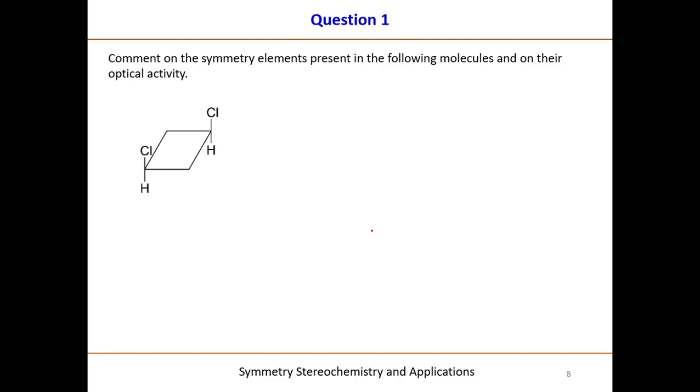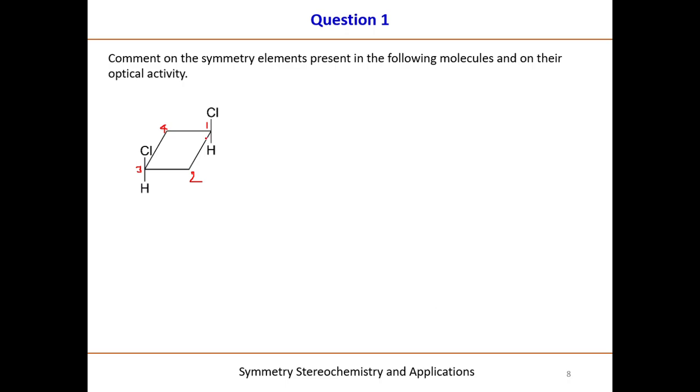The second example is cis-1,3-dichlorocyclobutane. You can see that if I give the numbering through here, 1, 2, 3, 4, the substituents are present at the 1 and 3 positions. That's why 1,3-dichlorocyclobutane, and because both the chlorine groups are on the upside, that's why we write here cis. So we will check here which symmetry elements are present.